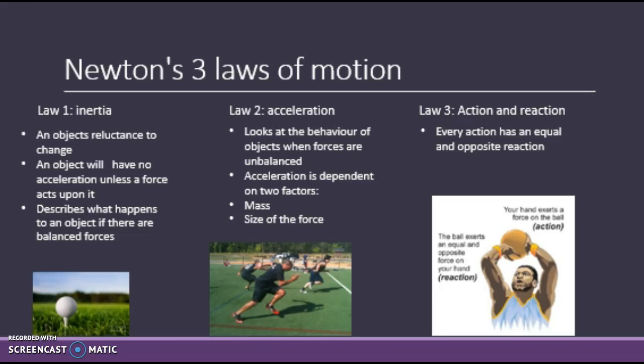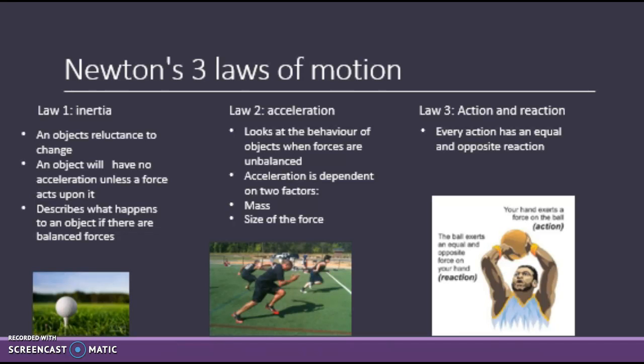Newton's second law of motion looks at the behaviour of these objects when the forces are unbalanced. The law states that an object's acceleration is dependent on two variables. These are the mass of the object and the net force acting upon it. The acceleration is inversely dependent on the mass and directly dependent on the force. Therefore, as the mass increases, acceleration decreases, but as the force increases, acceleration increases.